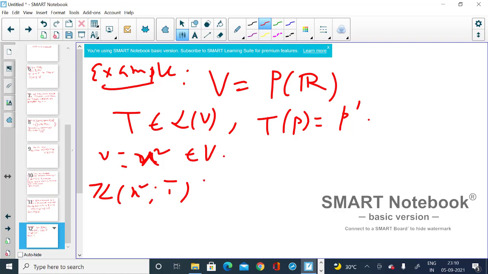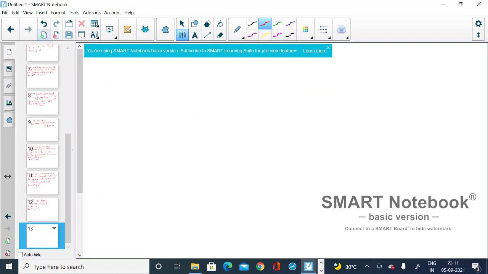What is this space? This is my question. The answer is that you first check the basis vectors. You start with v, which means x square, then go to Tv, the derivative of that, which is 2x. Then go to T square v, which is 2, and then 0. So it ends here.